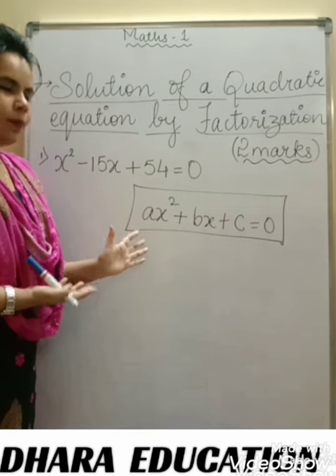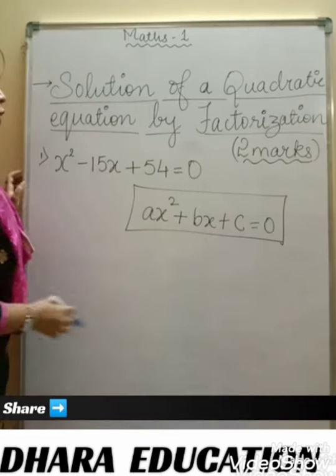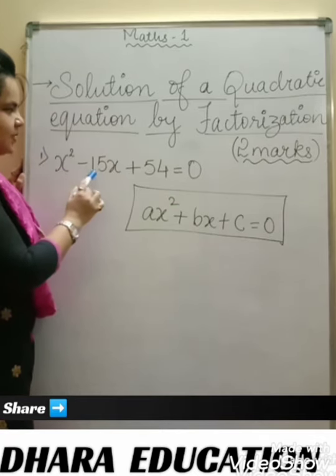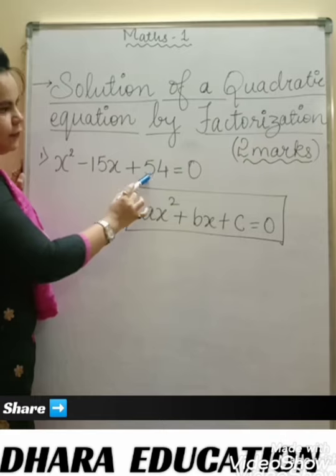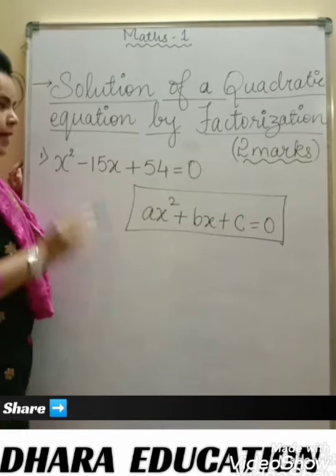With that help, we can solve this question as well. So first of all, just look into this sum. X square minus 15x plus 54 is equal to 0 is the question.